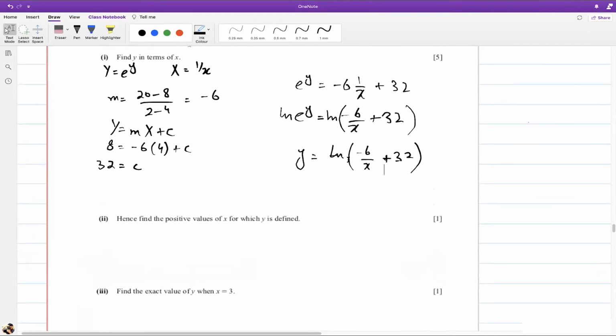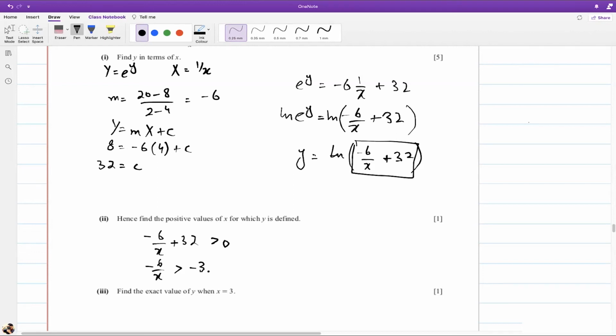Find the positive value of x for which y is defined. इसका मतलब क्या है? y define कब होता है? log कब define होता है? log तब define होता है जब ये आंसर, ये जो यहाँ पर चीज है, ये greater than 0. So minus 6 over x plus 32 should be greater than 0. So let me do that. So minus 6 over x is greater than minus 32. Okay. You have negative number on both sides. So we flip the equation. That gives me 6 over x is less than 32. So that gives me x is less than 6 over 32. So for these numbers.